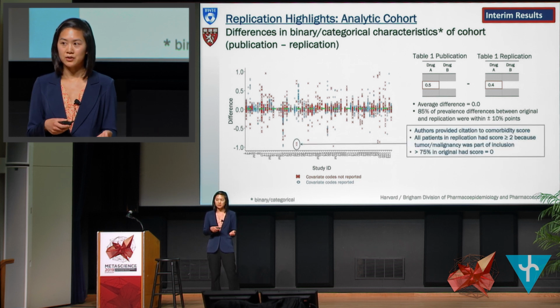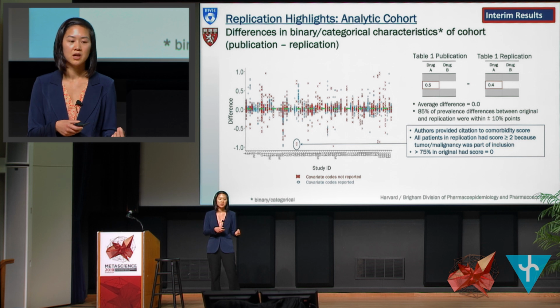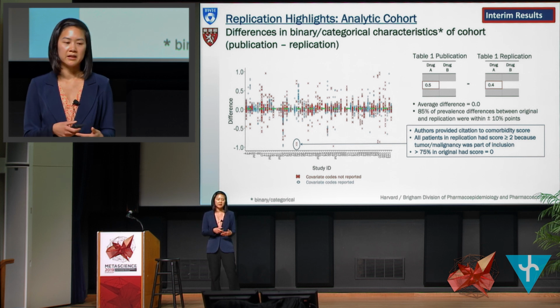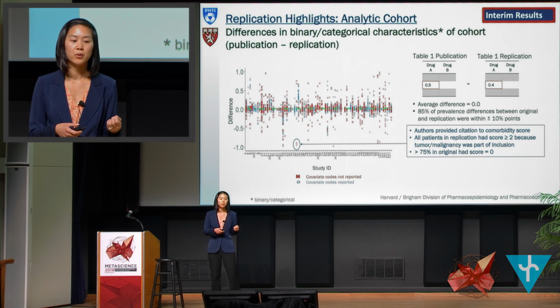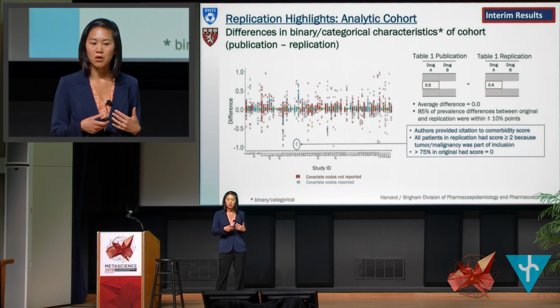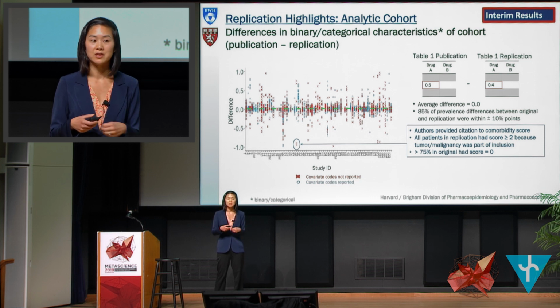Just as an anecdote of why sometimes we see really large differences in these baseline characteristics of the replication cohort using the same data source to create that analytic population. This one is a study where the authors provided a citation to a comorbidity score, and in that comorbidity score was tumor and malignancy as one of the components, and it had a weight of 2. So in our replication, all of our patients had a score of at least 2 because tumor and malignancy was also part of the inclusion criteria.